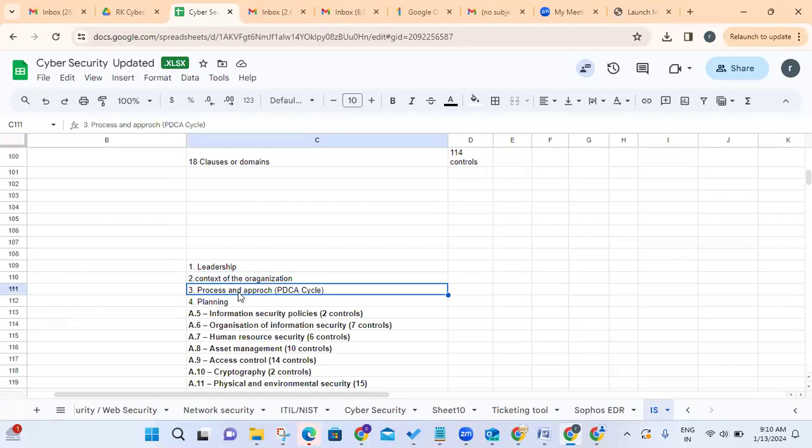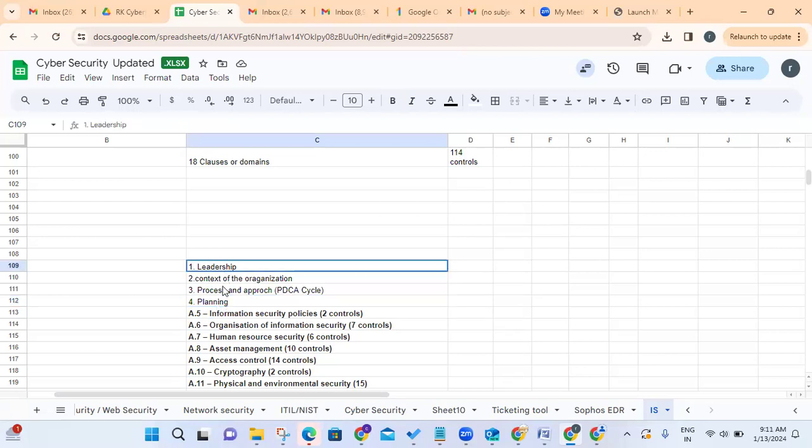Next is process and approach. Process and approach follows a process called the PDCA cycle. It is nothing but plan, do, check, act. We have to plan and do according to that plan, and implement all those. That is called the PDCA cycle. It covers planning as well as implementation of all these 114 controls.